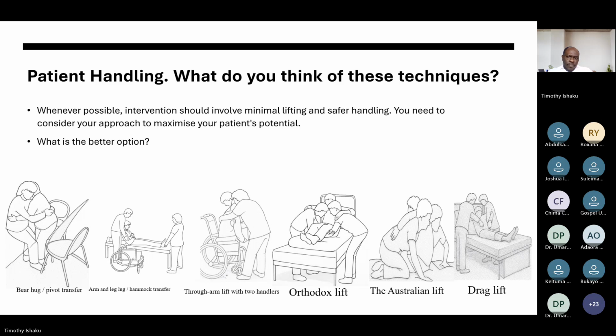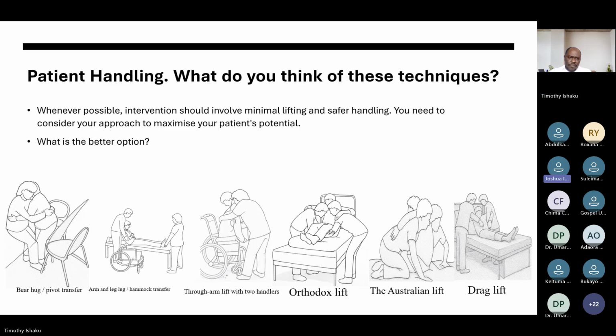So that's the same thing for the drag lifts. Instead of the drag lift, we do that here, but we can improvise and help ourselves and help our patients to improve on the way we handle. The Australian lift is killing. It's not something that should be encouraged.